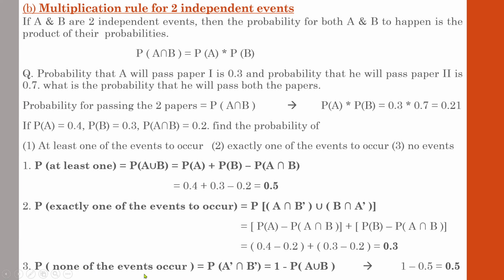So none of the events occur means 1 minus at least 1. Here none of the events means nothing will happen, either A or B, anything. So at least 1 means 1 minus none of the events occur. Here you are asked to find none of the events occur and you know the value of at least 1. So 1 minus at least 1. This is an important equation. Remember that. We have already found P of A union B, the value is 0.5. So 1 minus 0.5, you get 0.5.